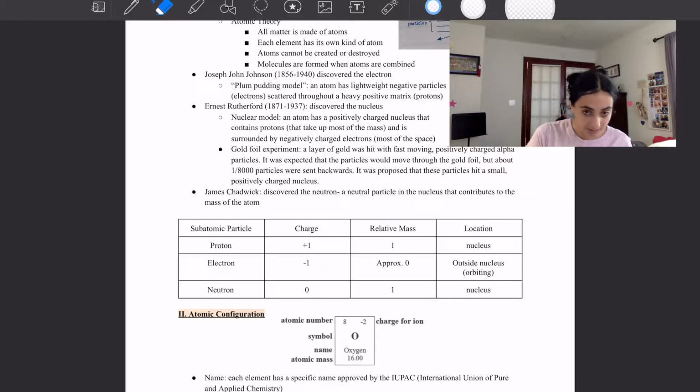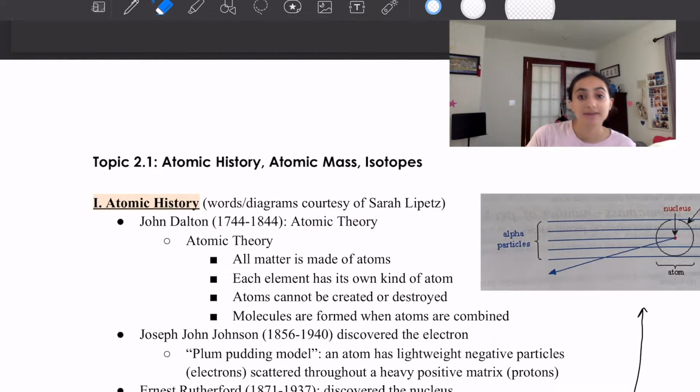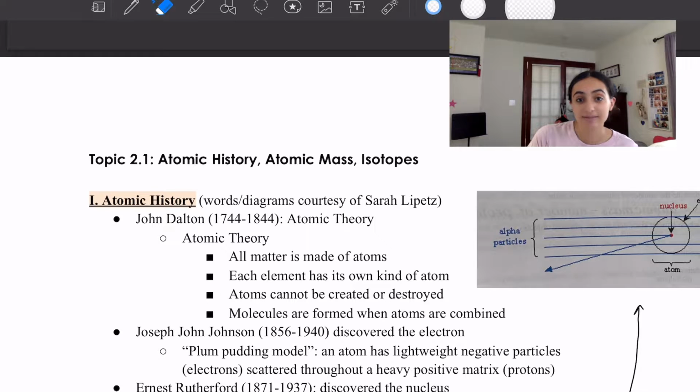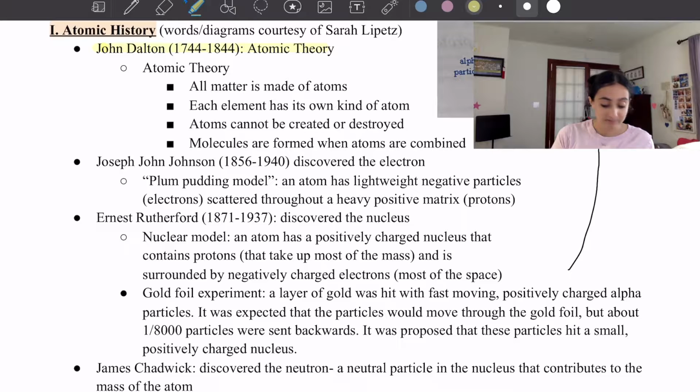So we are going to start today's video by talking about atomic history and some scientists that made very groundbreaking discoveries in the world of chemistry. We are going to start with John Dalton, who discovered atomic theory. And atomic theory basically states that all matter is made of atoms, and each element, which you can see on the periodic table, has its own kind of atom. Atoms cannot be created or destroyed, and molecules are formed when atoms are combined.